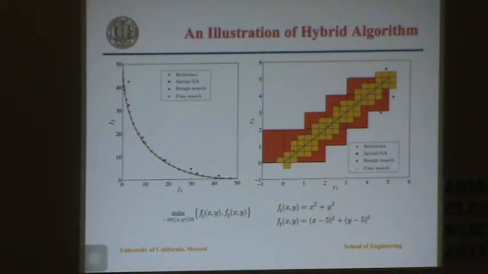So we choose only a few points of the genetic algorithm, and those are the dark dots. They are the genetic algorithm results. We randomly pick a few points.